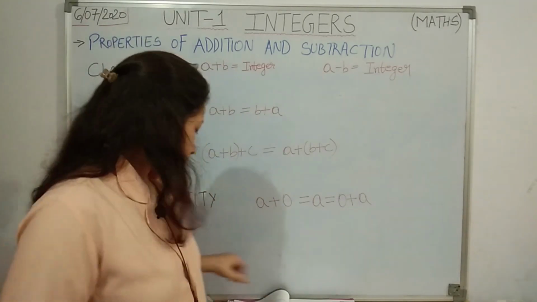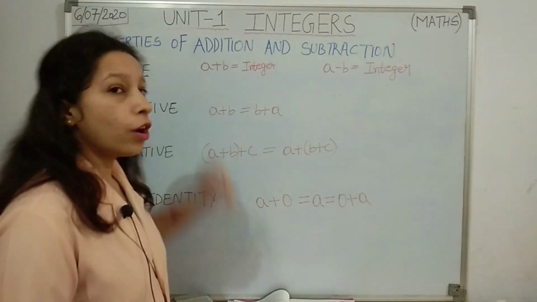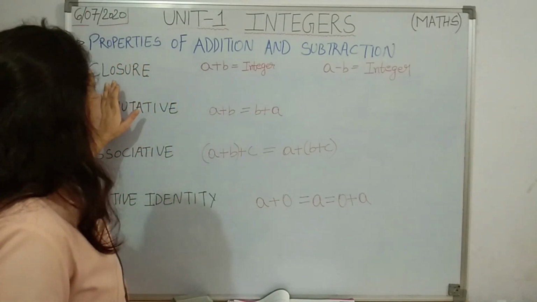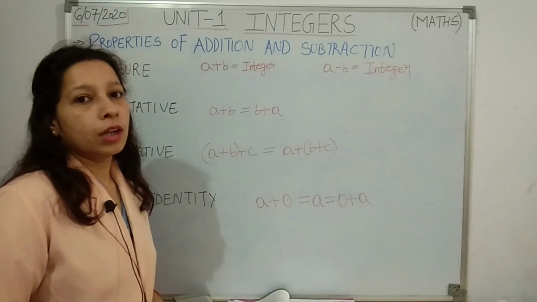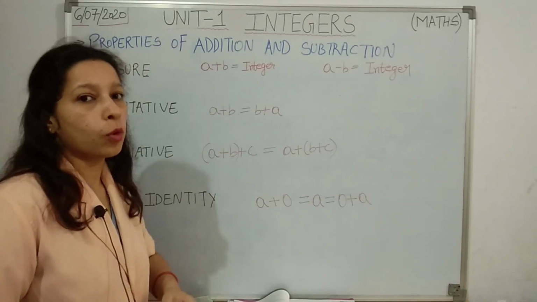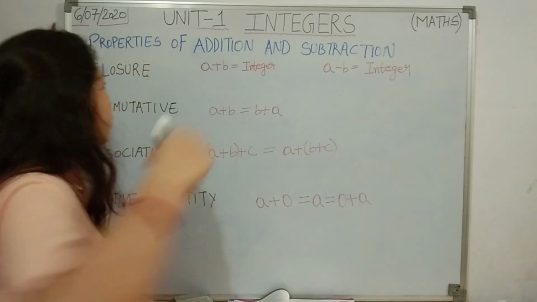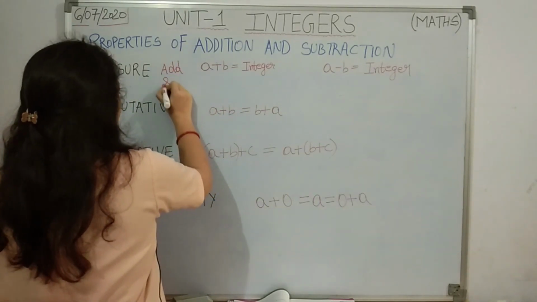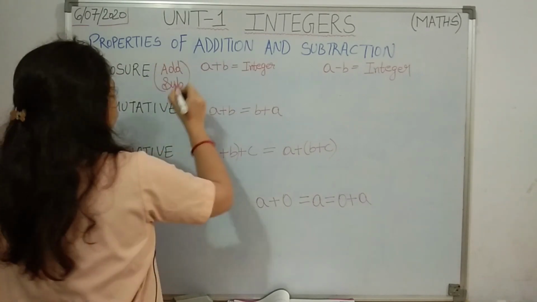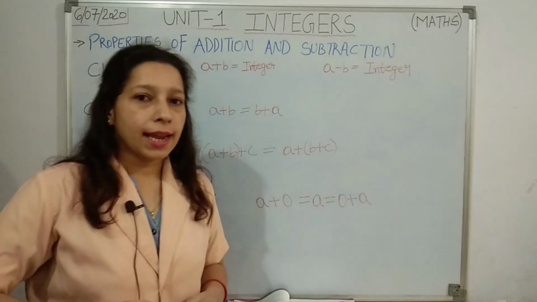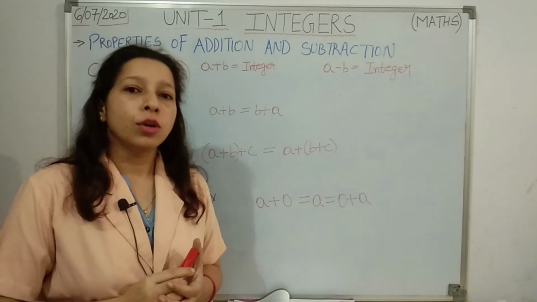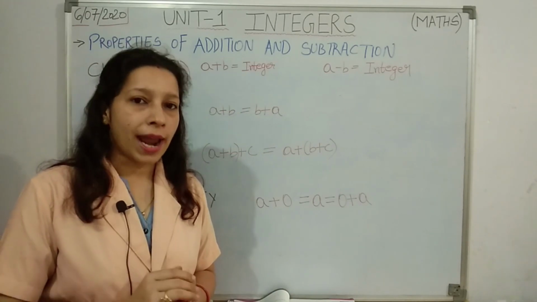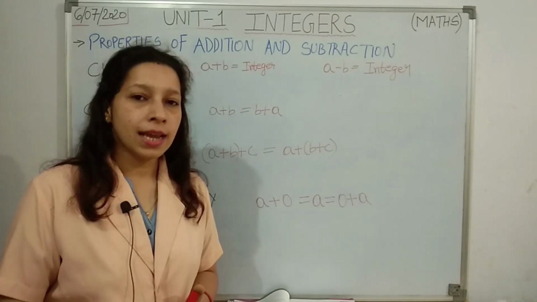So students, properties of addition and subtraction for integers. Look, the first property is the closure property. The closure property is used for both addition and subtraction. Now the closure property states that whenever you add two integers, you will get an integer only. When you subtract two integers, again the result will be an integer.